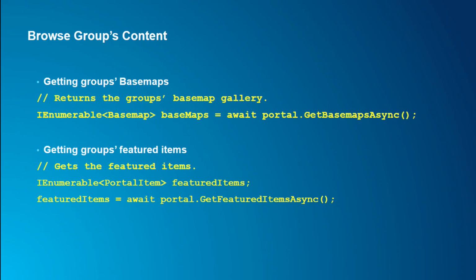There's a slight difference between the two methods: the base maps method returns a collection of base maps, and our get featured items async returns a collection of portal items which we can then interrogate and open up in applications or view.